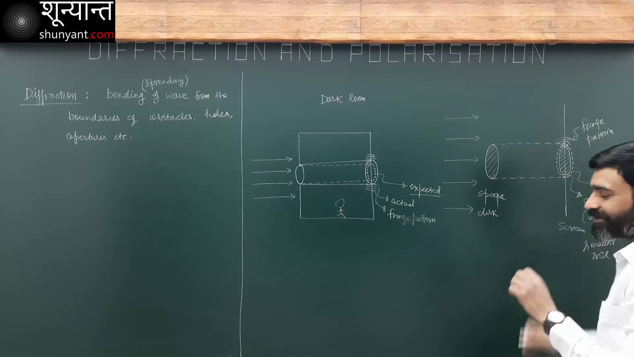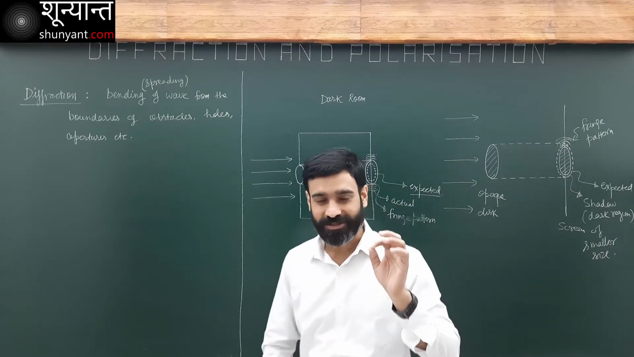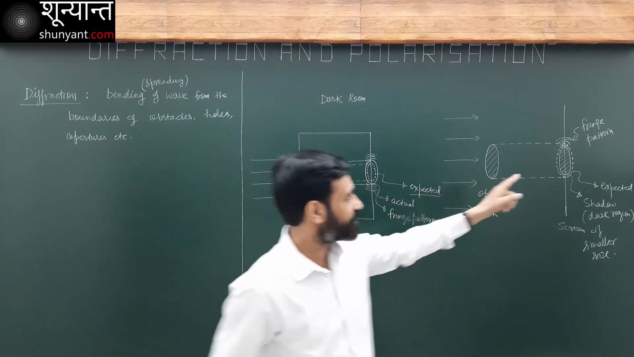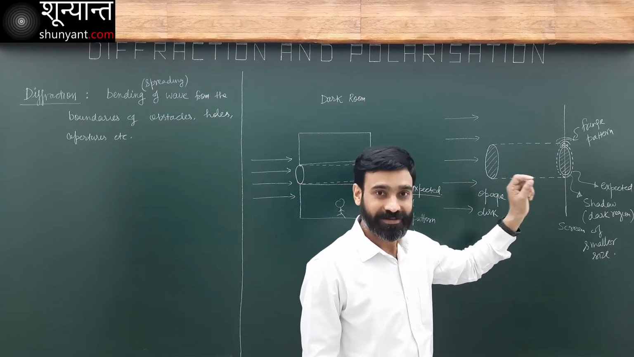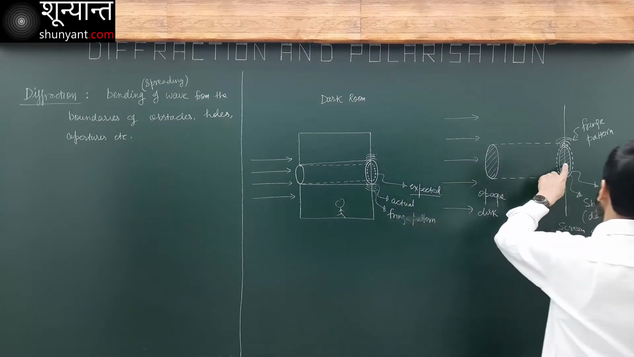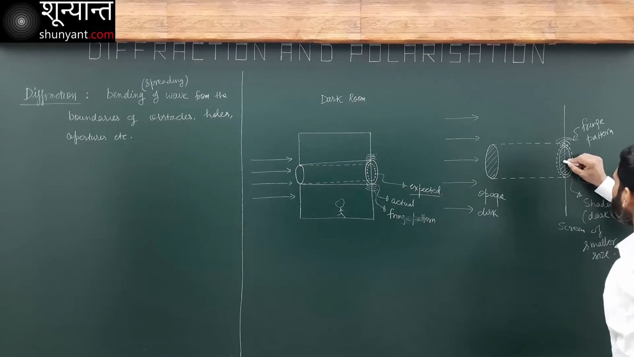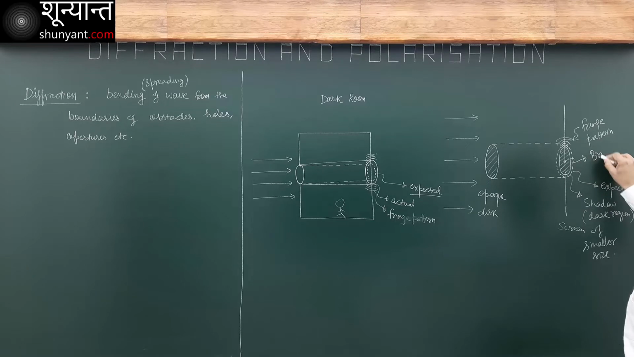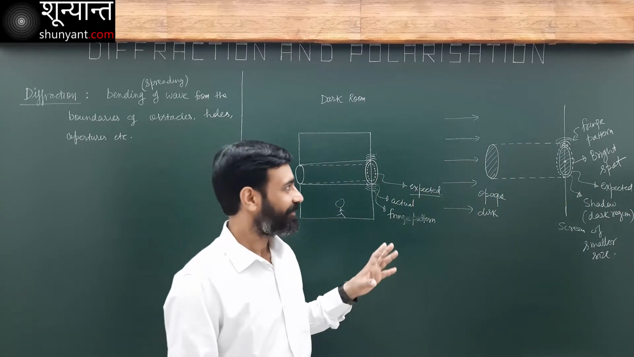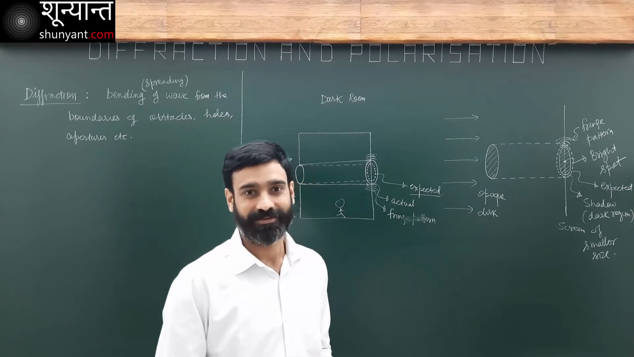And now the most astonishing thing, do you know what it is? At the center of this shadow, I get a bright spot. Right here at the center of the shadow, I get a bright spot. This is the most amazing thing. How could this possibly happen? This whole thing is known as diffraction.